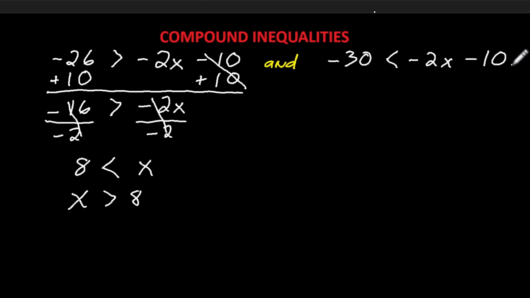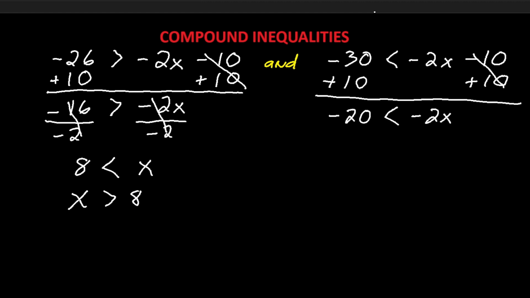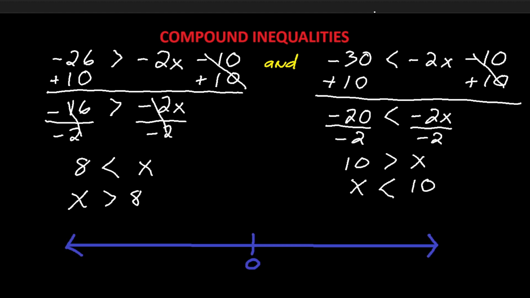For this one over here, I'm going to add 10 to both sides. And then I'm again going to divide both sides by -2, which will flip the inequality. And then it'll again flip the inequality when I move the x to the left so I can graph it. Now, in order to do this, I'm going to have x is less than 10. And notice it doesn't have the equals part, so it's not less than or equal to. So I'm going to graph x is less than 10.